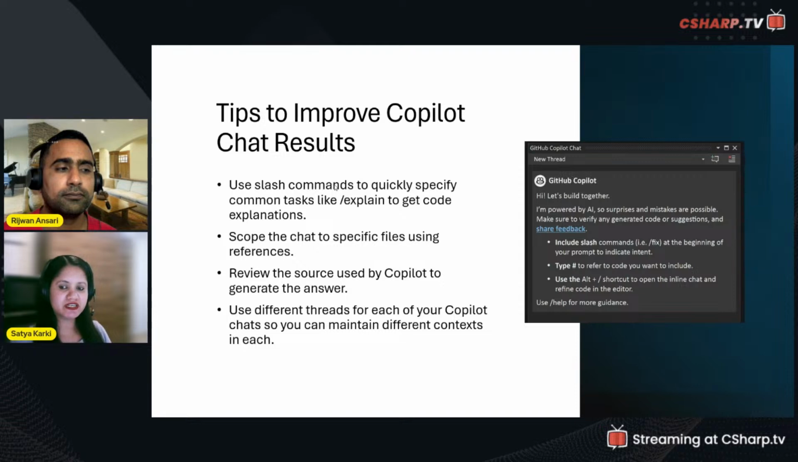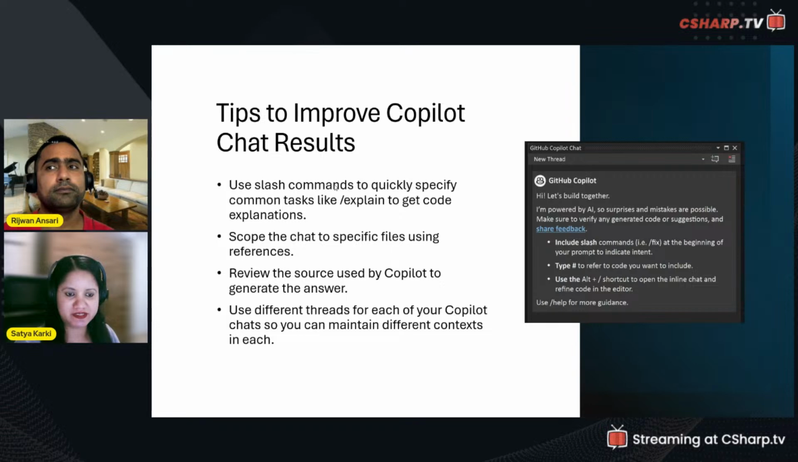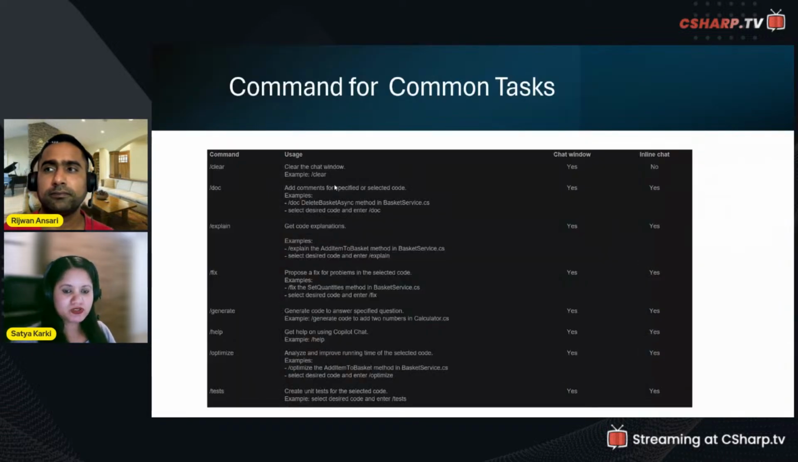We can use different threads for each of your Copilot chats so you can maintain different contexts. Furthermore, we can use commands for common tasks such as slash clear to clear the chat window. We can use slash doc to add a comment for the selected lines of code. If you don't know what some code does and need an explanation, you can use the slash explain command to get explanations about that code.